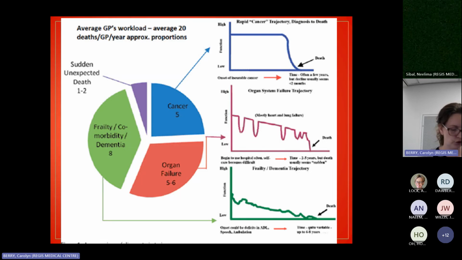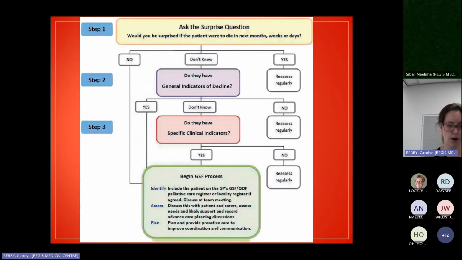But there are some tools to try and support us with this, which I'm now going to talk about. And we've mentioned them already, but the GSF is one that we use within YHP. It's very, very similar to the SPICT tool, and I'm actually going to show you both on the screen. But this is taken from the Gold Standards Framework.